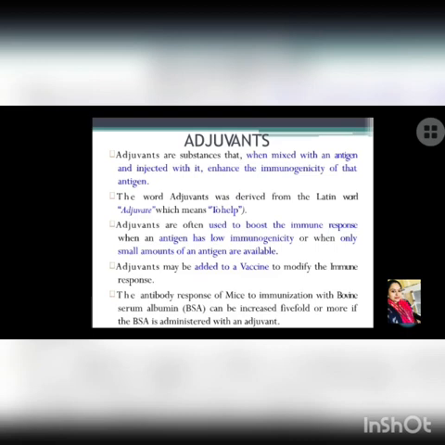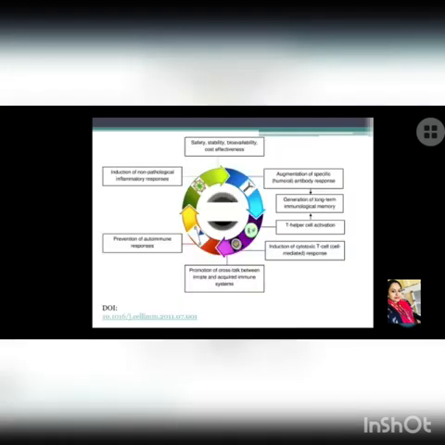The word adjuvant is derived from the Latin word adjuvare, which means to help. These adjuvants are often not particularly immunogenic by themselves, but they serve to promote and enhance the immune response to vaccine components, thereby lessening the required dose of the vaccine and prolonging the immunological memory of that particular vaccine. So adjuvants are really important in vaccinology.